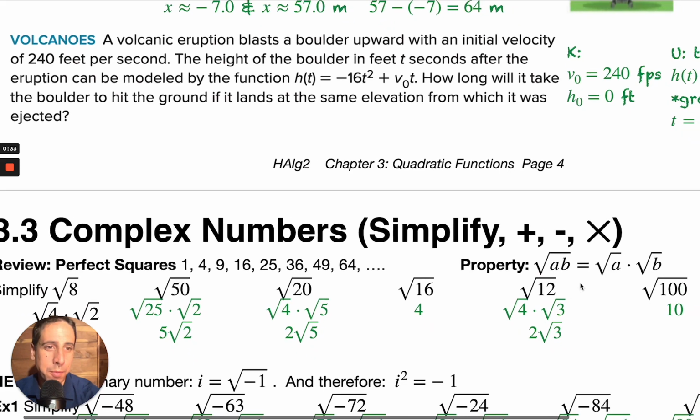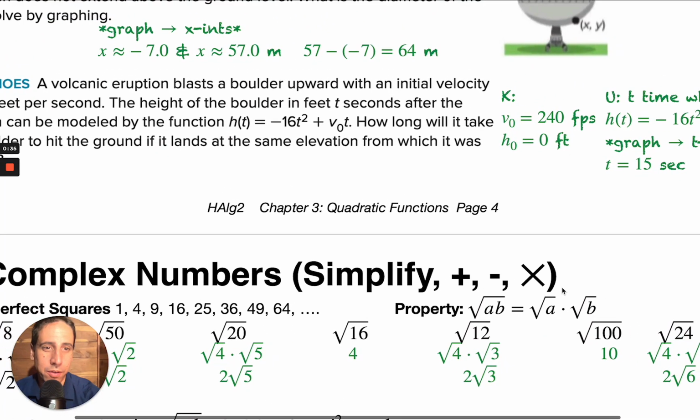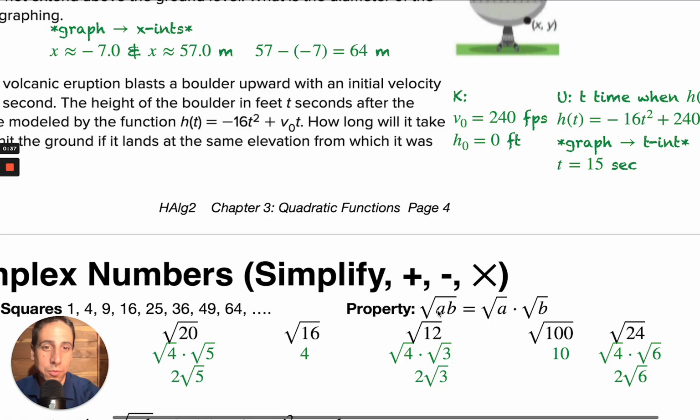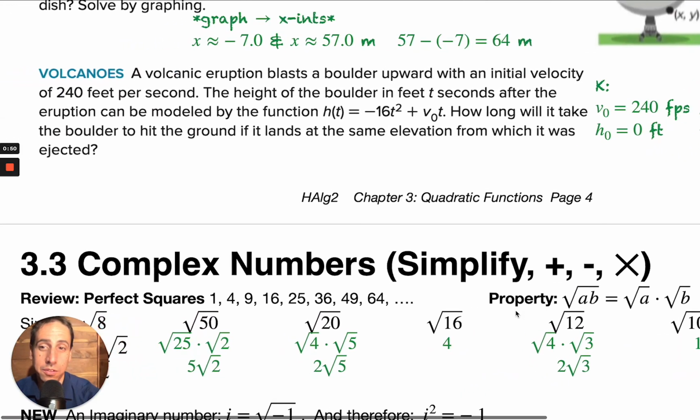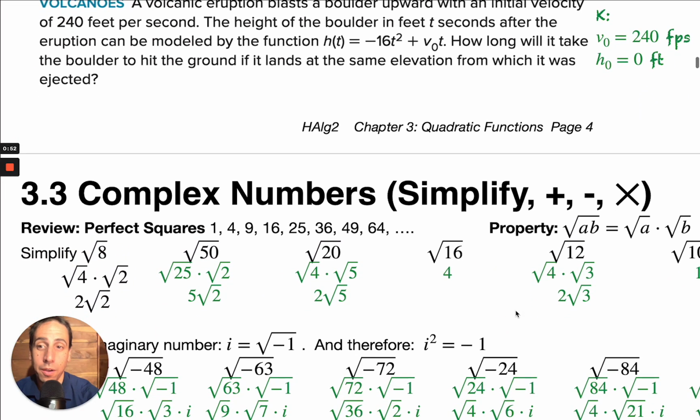And also we need to remember a property here. You may or may not have learned it from Algebra 1. That is that the square root of two numbers times each other is going to equal the square root of the first number times the square root of the second number. Here you can see the multiplications on the inside, and here you can see the multiplications on the outside. They're just equal to each other, which is great. It's going to be very helpful.